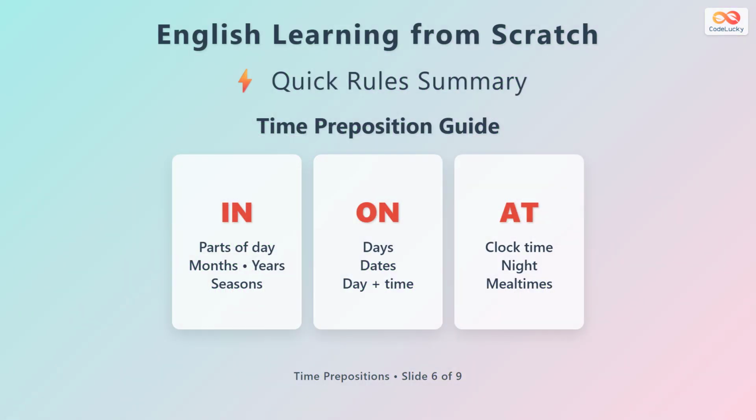Here is a quick summary to remember. Use in for larger periods like parts of the day, months, and years. Use on for specific days, dates, and combinations like day plus time. Use at for precise times, night, and meal times. These rules will help you choose the right preposition every time.